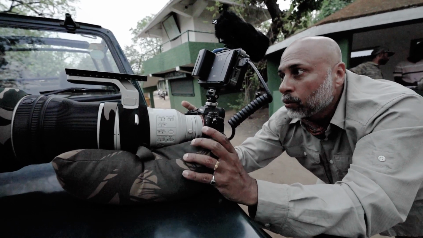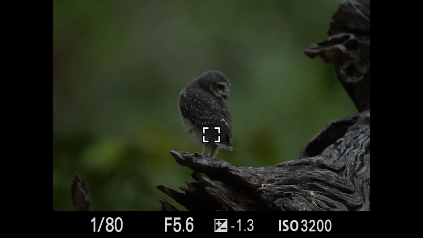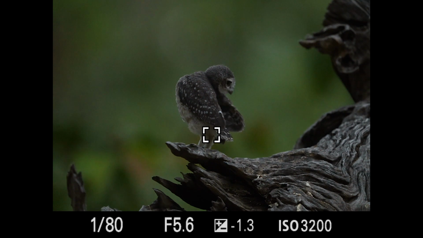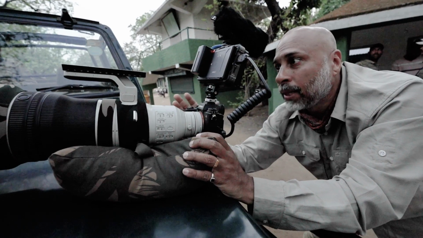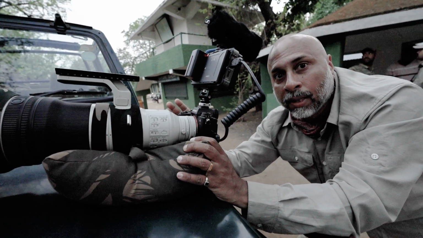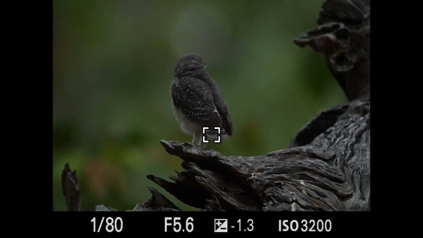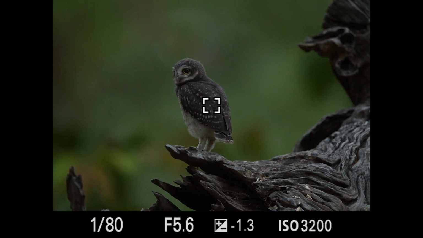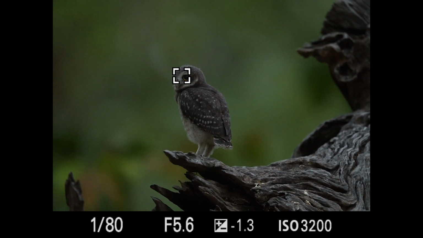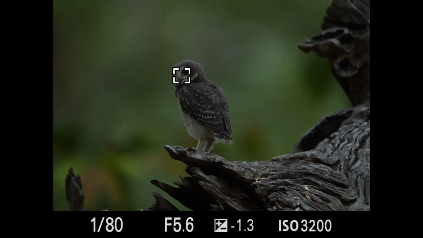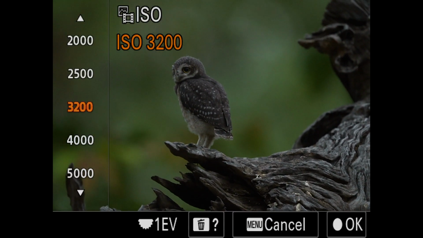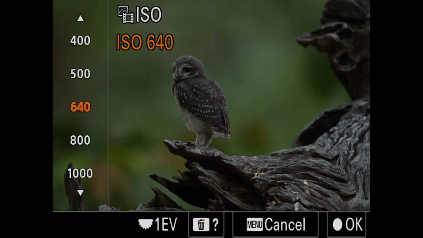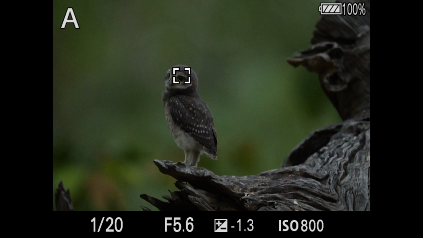So in this case, what I'm going to do now is, when it comes to shutter speed, you don't have to have a very high shutter speed. Watch what is happening in the frame. In this case, the spotted owlet is displaying a little bit of behavior. But most importantly, when it is sitting still like this, you don't need a very high shutter speed. Let me show you. I'm going to now decrease my ISO, let's get it to below 1000. I'm getting 1/20th of a second.